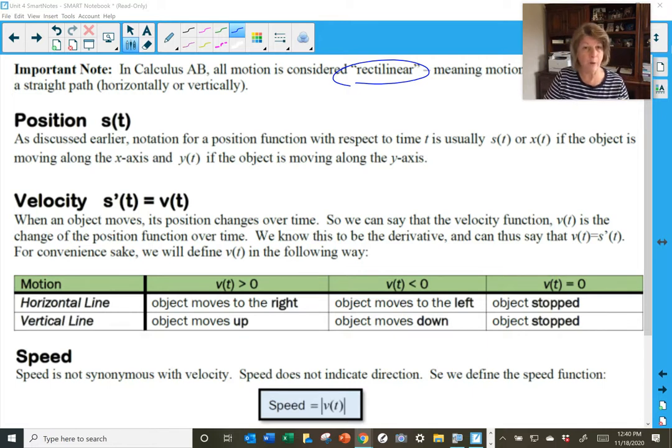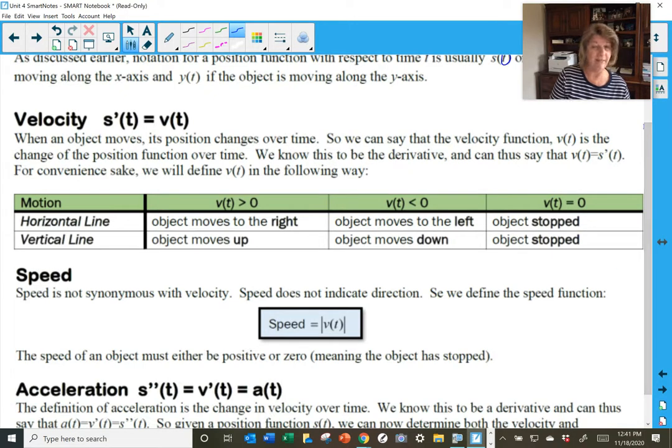Position describes where our particle is at a particular time. So if I can put in the time, I can come out with where it's located, how many feet or miles to the right, to the left, things like that. Velocity is the change of position, so it is a rate of change. We know this, that v equals s prime.